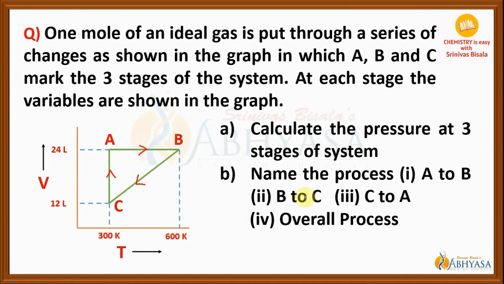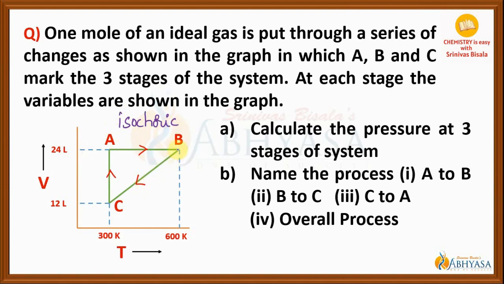Now let's solve the second part of the question. We need to name the process from A to B, B to C, etc. See here, from A to B, see what is constant here? Volume is constant, because at A volume is 24 and also at B the volume is 24, isn't it? So A to B, this is nothing but an isochoric process.